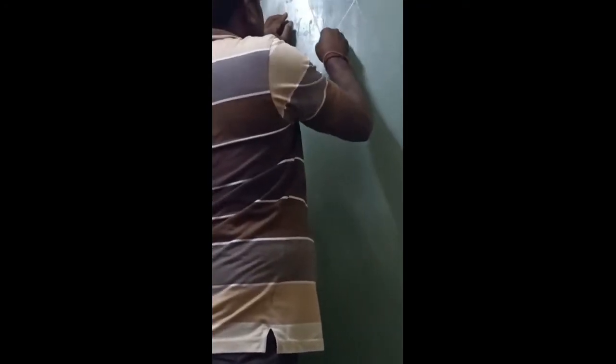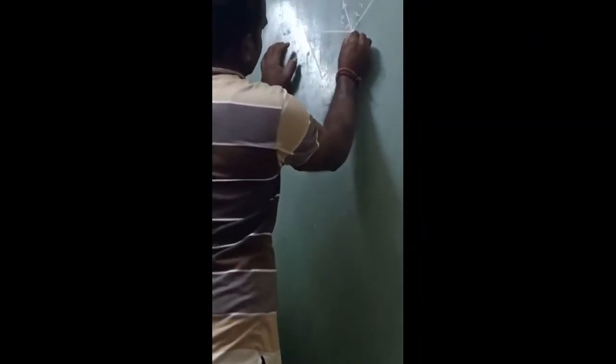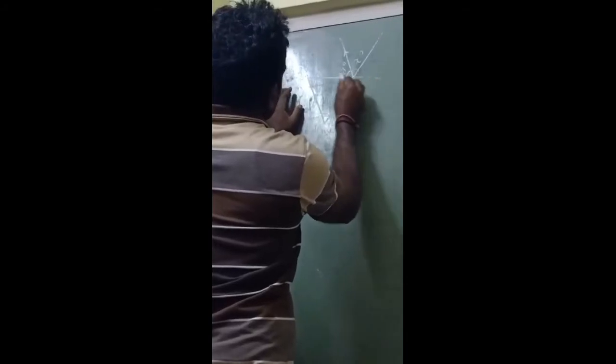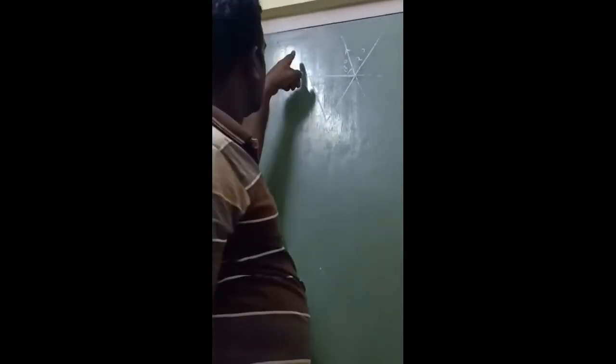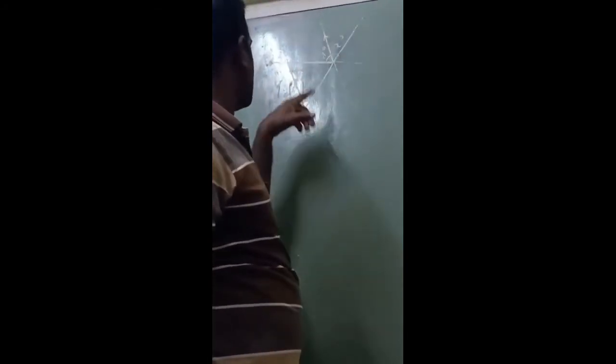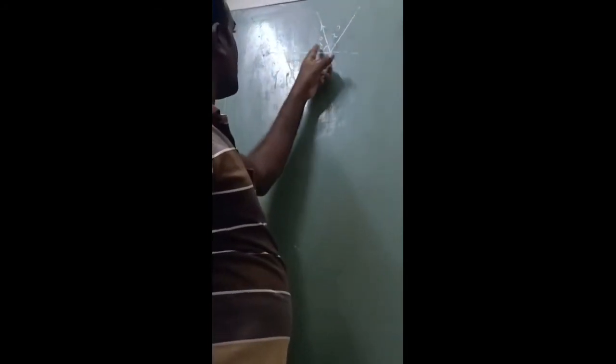Okay, na? And extend like this. Okay, this is the transversal. That is the transversal. So this line is parallel to this line. So this is the transversal. Alternate interior angles are equal or not? Yes, alternate interior angles are equal. Okay na? Alternate interior angles are equal.